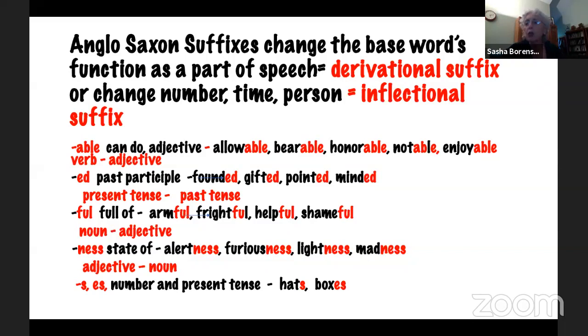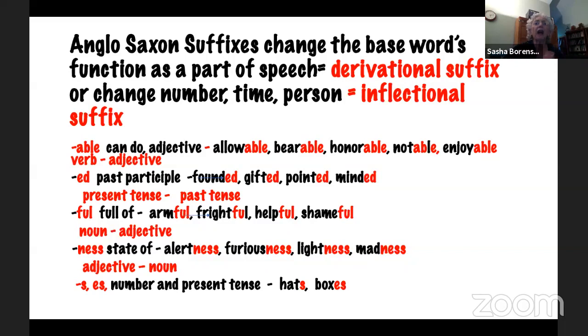When you have a base word and you add a suffix to it, and that base word stays the same part of speech, that is an inflectional suffix. So if I have a base word and I put a past tense on it, it's still a verb, so ed is an inflectional suffix. If I have a base word and it's a noun and I stick an S on it, it's still a noun, so the plural is an inflectional suffix.